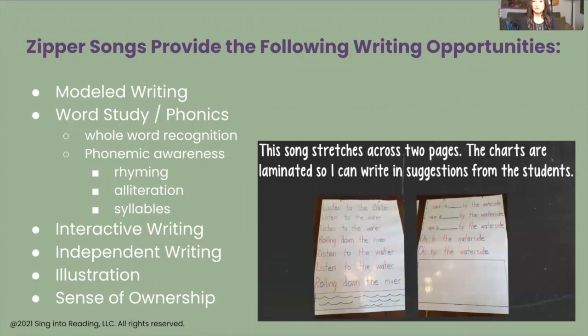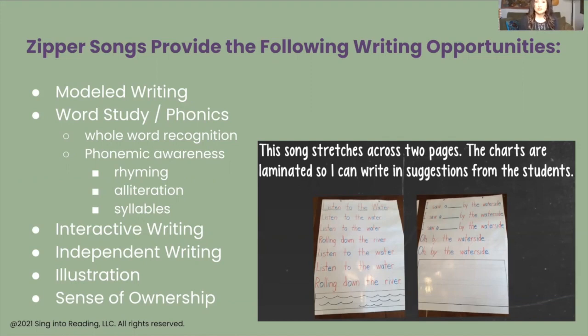You can use a zipper song for model writing, which you'll see me do in the examples when we start singing, where the teacher can write in the student's example on the chart paper. You can use a zipper song for word study or phonics, including whole word recognition, phonemic awareness, rhyming, alliteration, syllables. For example, let's say you were doing Old MacDonald, and one child said cat. You could use that word for a lot of those studies. And if the next child said octopus, then you could compare them and do syllable work.